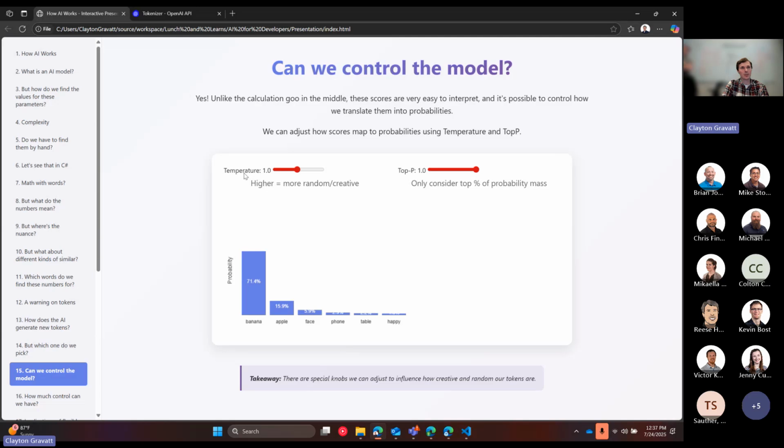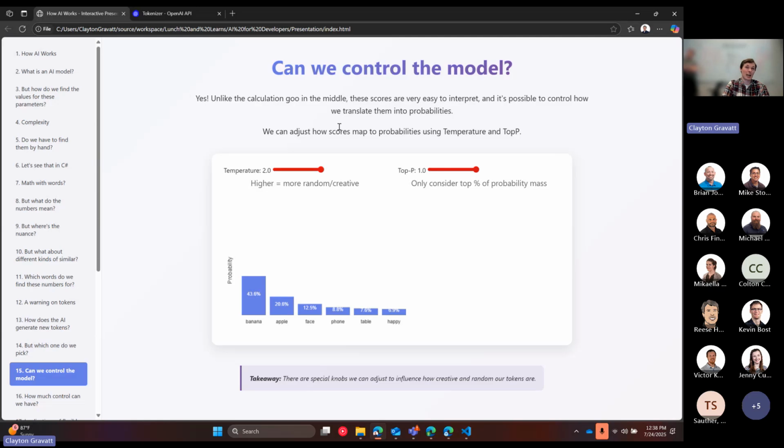So there's a couple of things we might control, like the temperature and the top P. Temperature controls how we map from a score to a probability. Right now, our high scoring banana has a very high probability of being chosen, but we can adjust this temperature parameter to instead make it less likely to just be banana, so we can make it more creative by changing how we map between that high score and our probabilities afterwards.